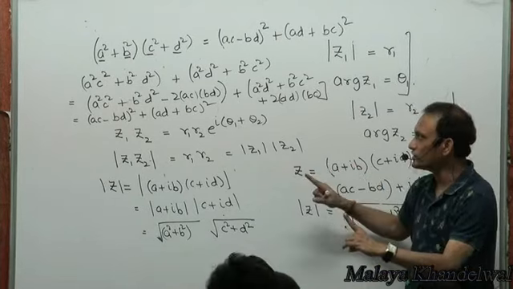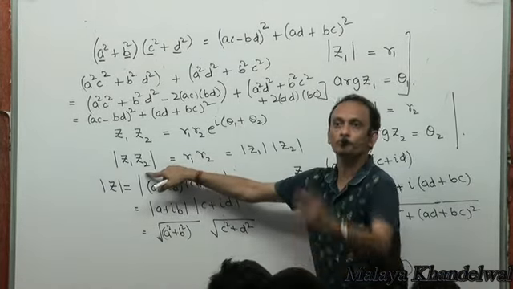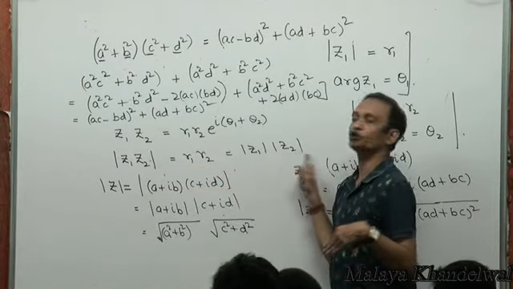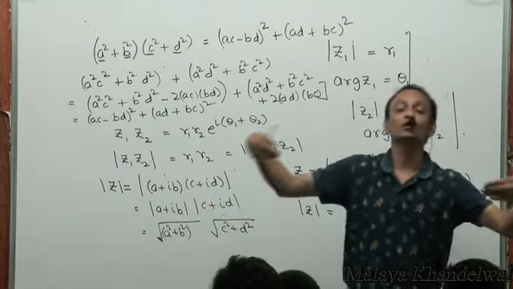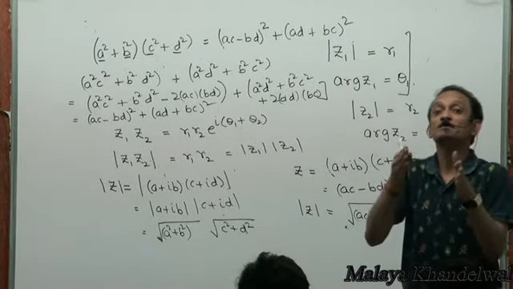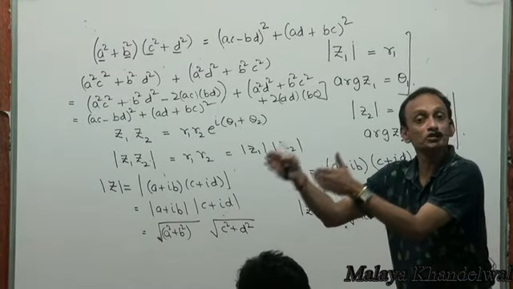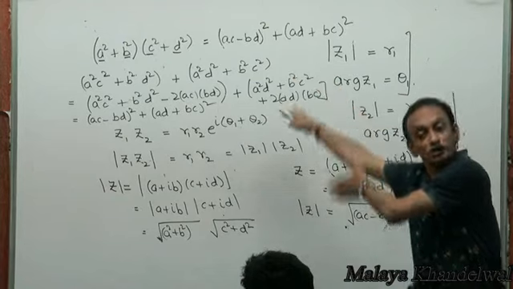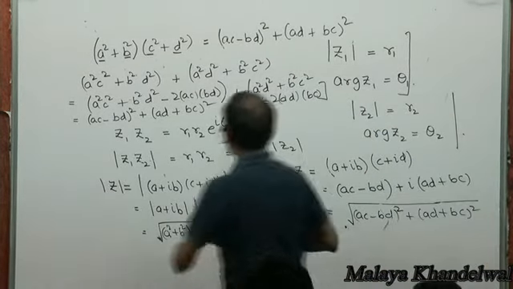The property that we have learnt as of now is that the modulus of the product of complex numbers would be the product of their moduli. Modulus of the product of any number of complex numbers would be the product of their moduli. In general, mod of z1 z2 z3 ... zn is going to be mod z1 into mod z2 into mod z3 ... into mod zn. Yes or no? Very good.